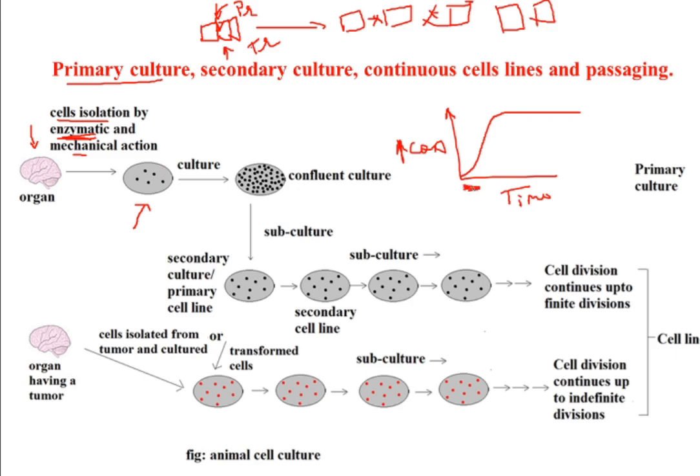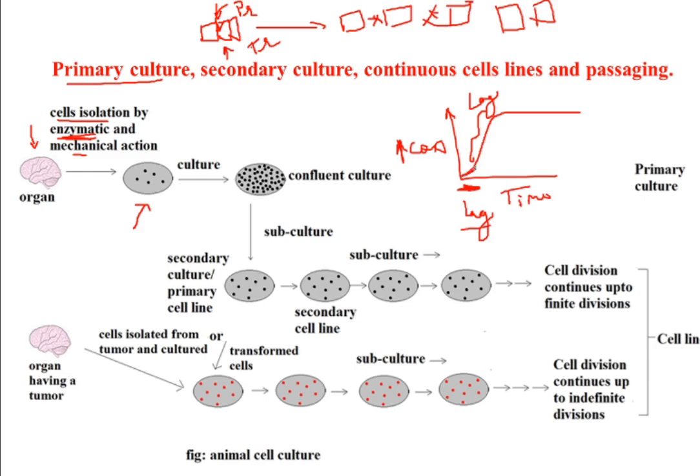This is also called the lag phase. What happens in lag phase? The cell will not start dividing immediately. Because it is a completely new environment, the cell will try to accommodate to it. So the cell will not divide here. We call it the lag phase. Then after completion of lag phase, this is called the log phase, where the cell divides continuously, logarithmic division.